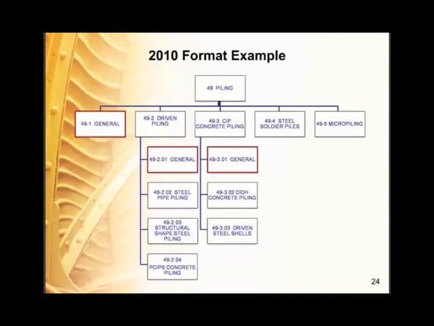Here is a diagram of section headings within a heading. Requirements in a general heading apply to all the sections in that level and below. So the requirements in 49-1 general apply to 49-2, 49-3, etc. The requirements in general section 49-2.01 apply to subsections 49-2.02, 49-2.03, and 49-2.04. Think of this as an umbrella.